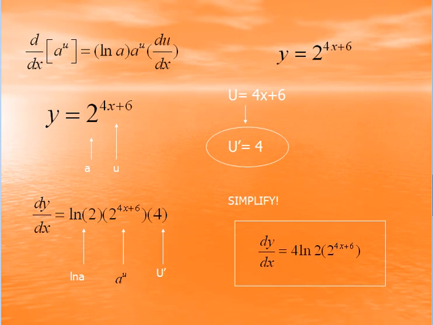So you have to find a, which is 2, because that's the base. The base is a constant. And then you have to take the ln of a. So you just take ln of 2 times a to the u, that's the whole thing, so 2 to the 4x plus 6. And then we already found u prime, which is 4, and multiply that in as well. Altogether, once you simplify, dy over dx equals 4 ln of 2 times the whole a to the u, which is 2 to the 4x plus 6.